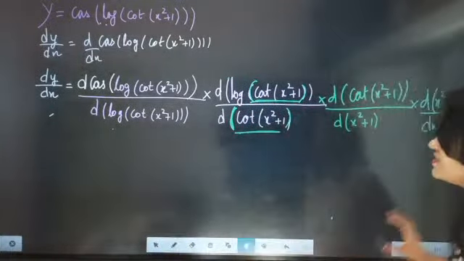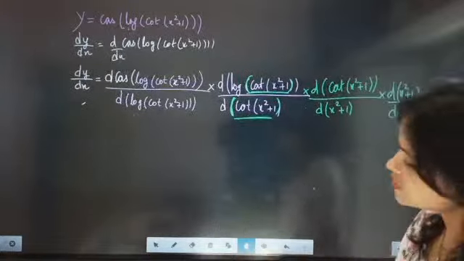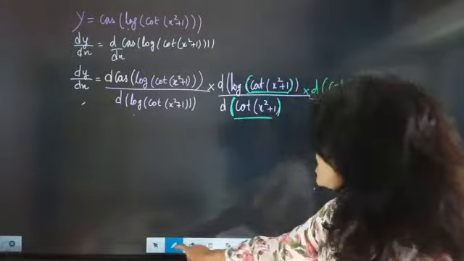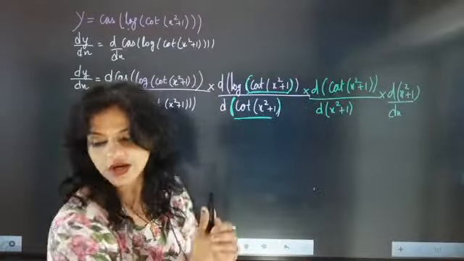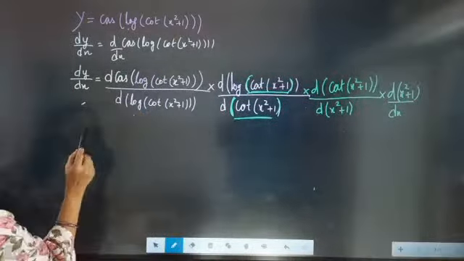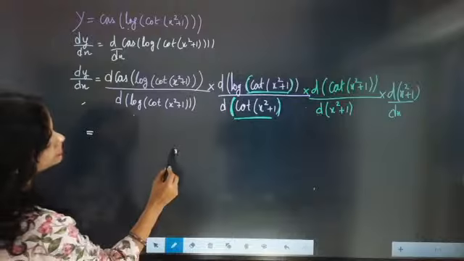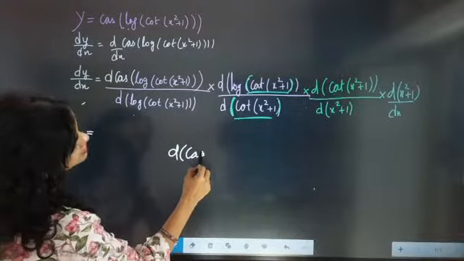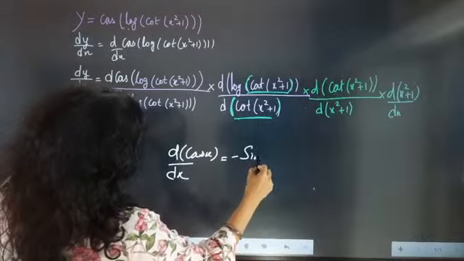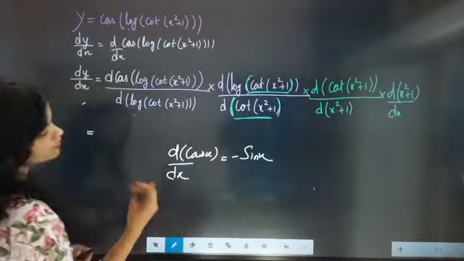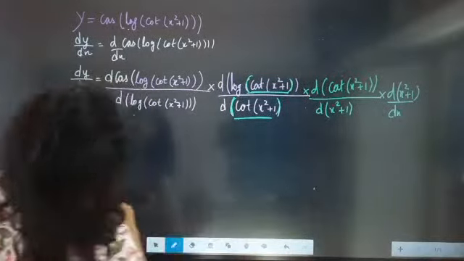Okay, fine Devansh. Now look here. Next point: cos will become what? Cos will become sine, but with a minus sign. Differentiation of cos x dx will become minus sin x.